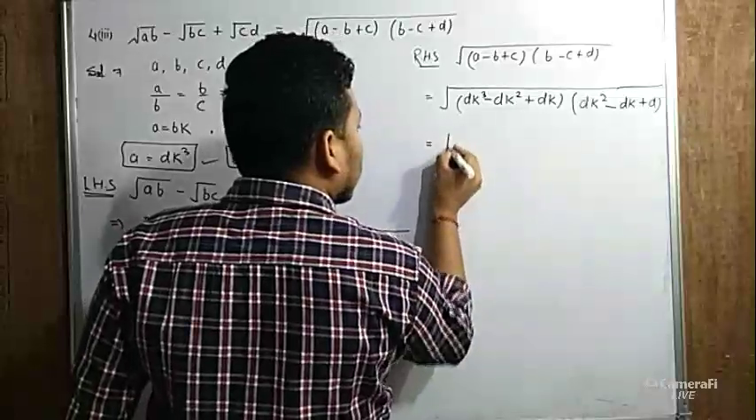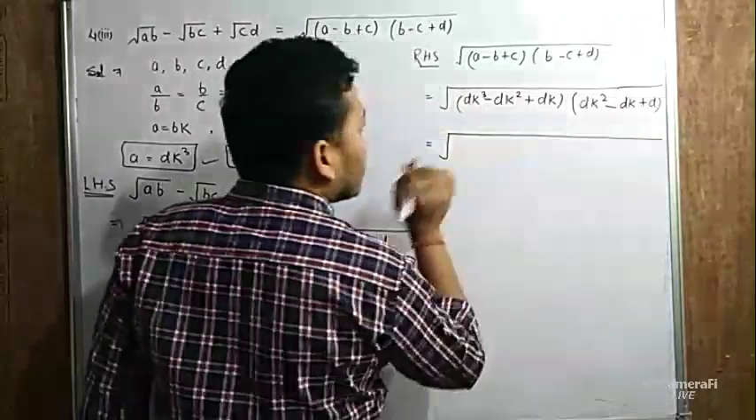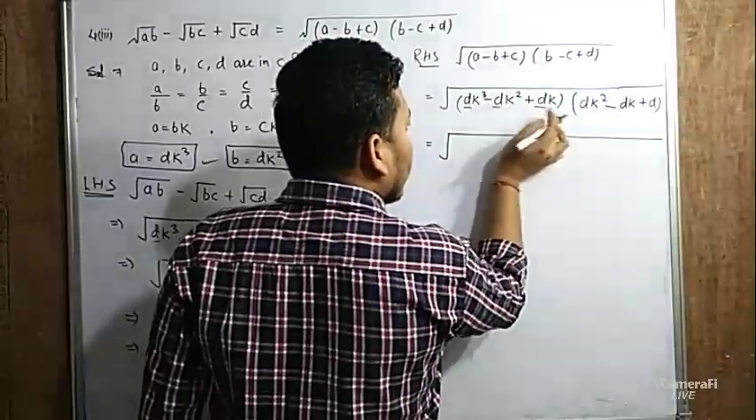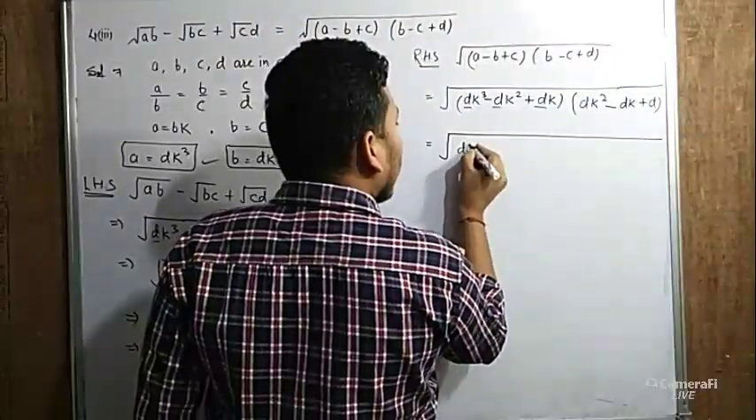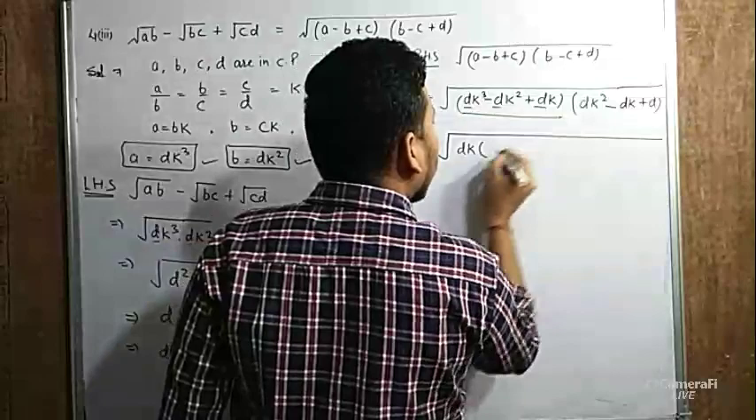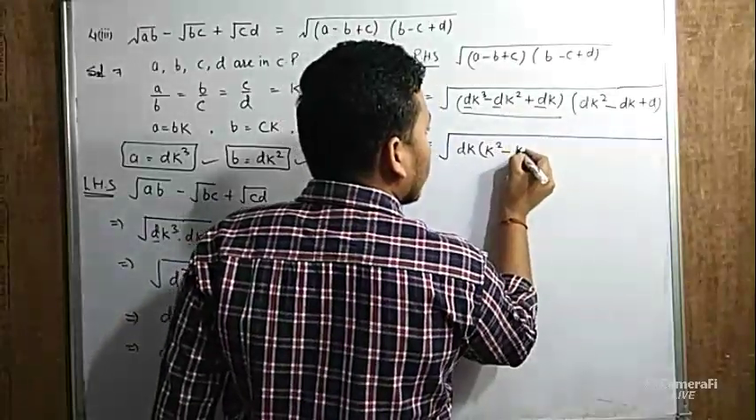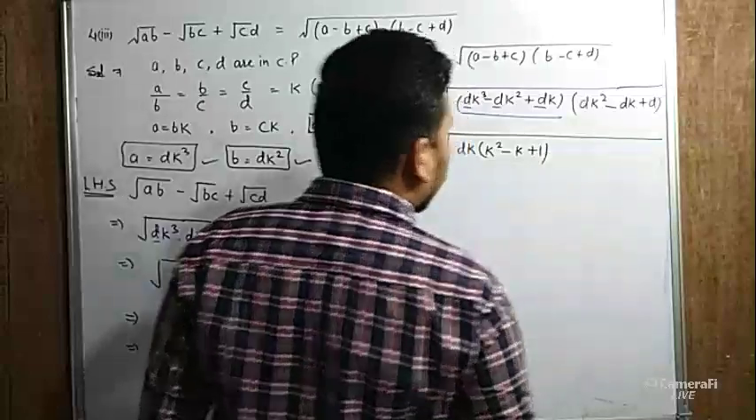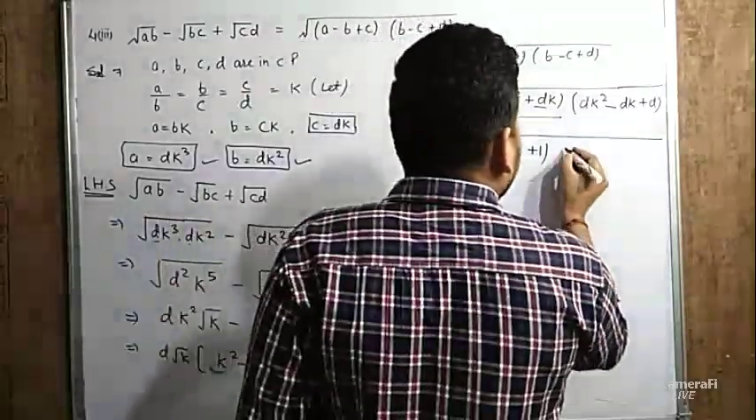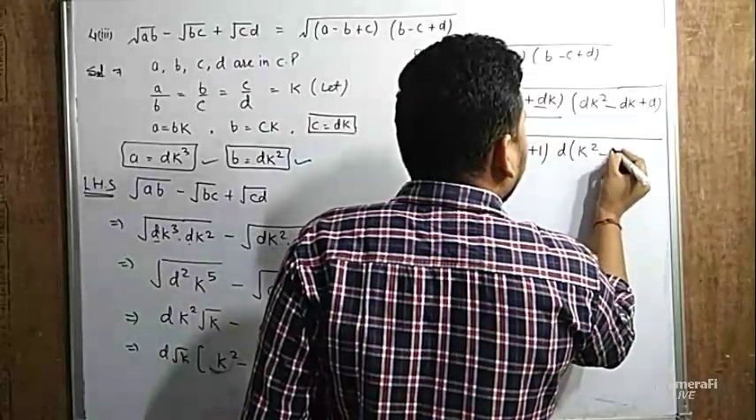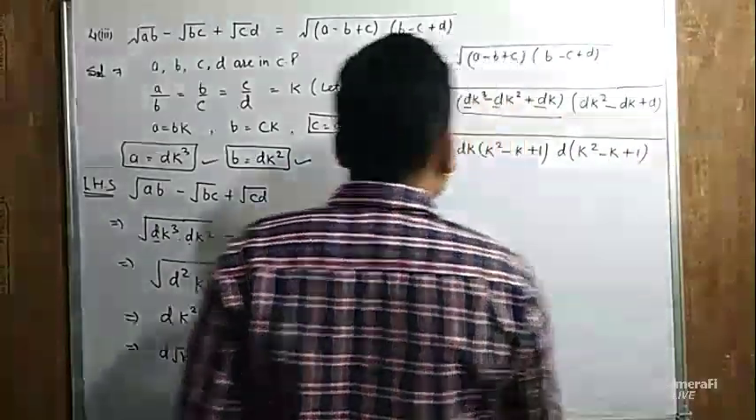Then on solving this square root, what will it be, sir? Look here, d is common out, and dk is common out from the first bracket. So then this is k square minus k plus 1. Same here also, d is common out, so k square minus k plus 1.